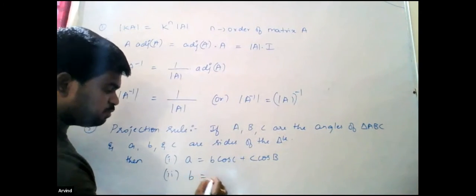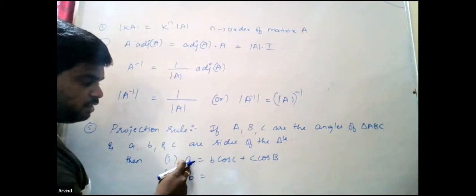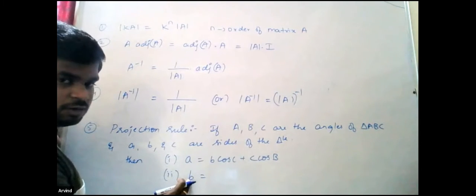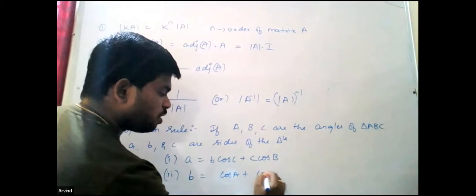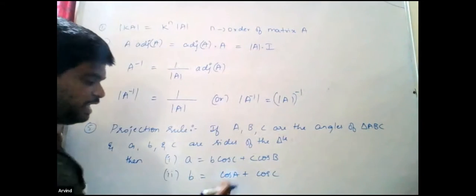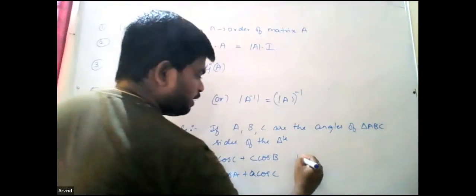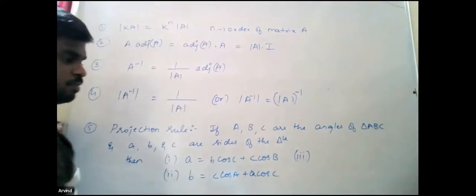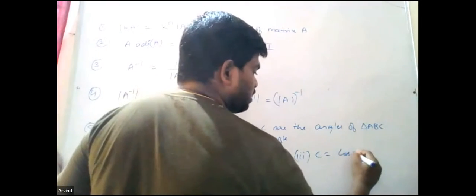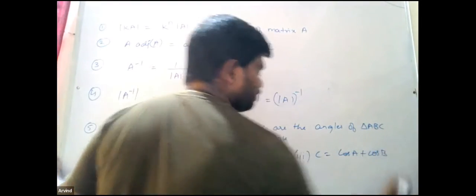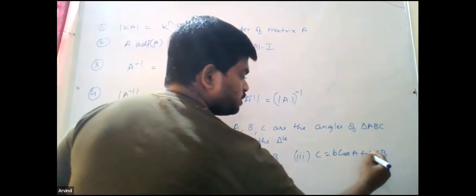So the next one is, if I take small b, what will be the formula? What should I write first? Since I took b, I cannot write cos B; leaving that, the remaining two are cos A and cos C. Next, opposite of a is c, opposite of c is small a. The third one I'll write over here: c is equal to a cos B plus b cos A. Since c is written, cos C is not written. Here a and b, with a opposite b and b opposite a.